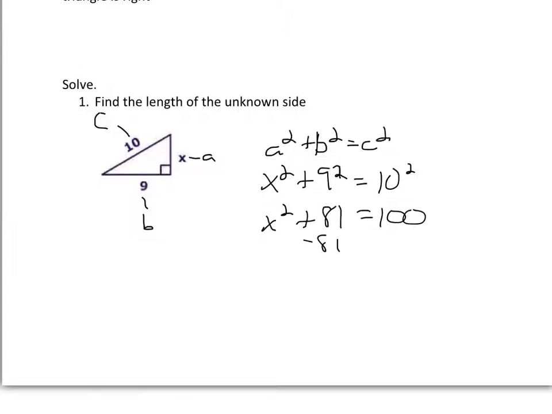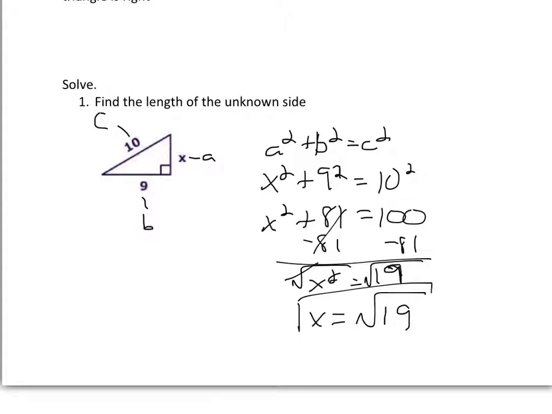So we can subtract that 81 over. And take the square root of both sides to get rid of our squared. And we're left with x equals square root of 19. And you could leave it just like that. You don't need to plug it in your calculator.